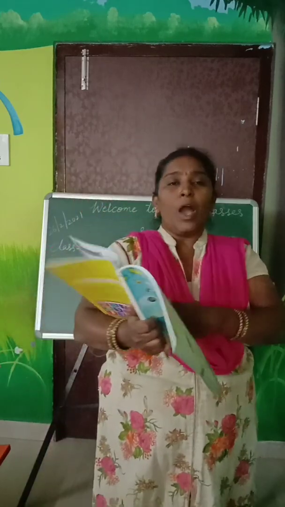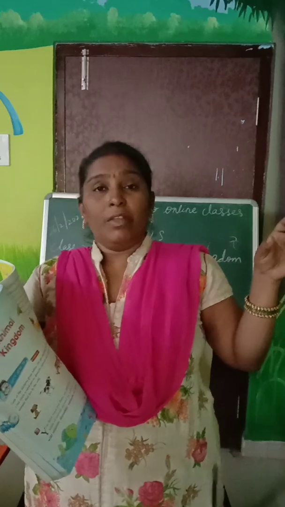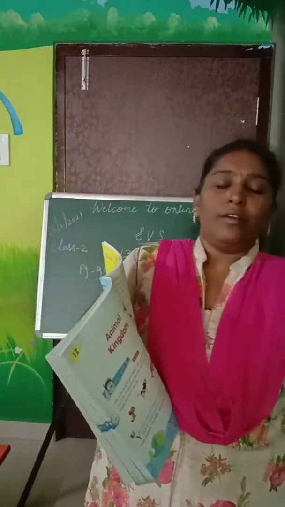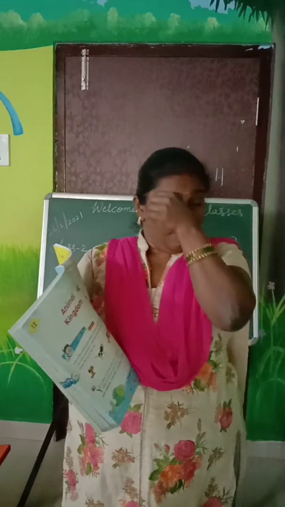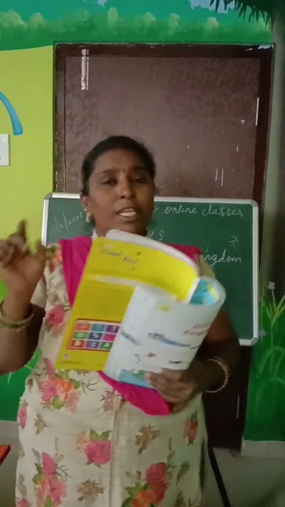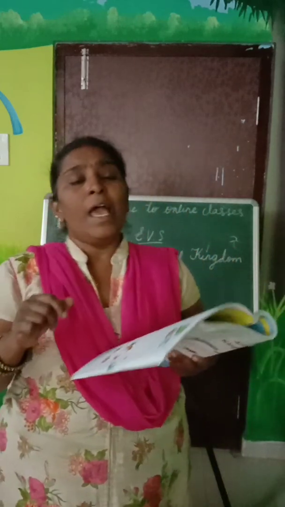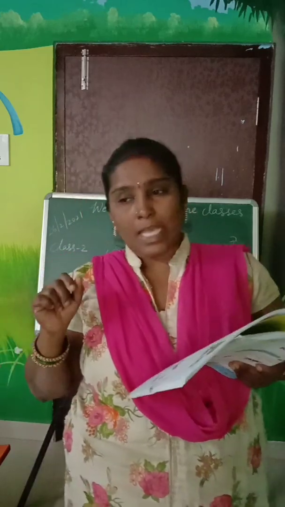So here, just as we have vegetarians and non-vegetarians. Some people will eat only vegetables, so they are vegetarians. And some people will eat meat, fish, egg, chicken, so they are called non-vegetarians. In the same way, some animals will eat only plants and grass. So these are like vegetarians, plant-eating animals, which are called herbivorous animals.